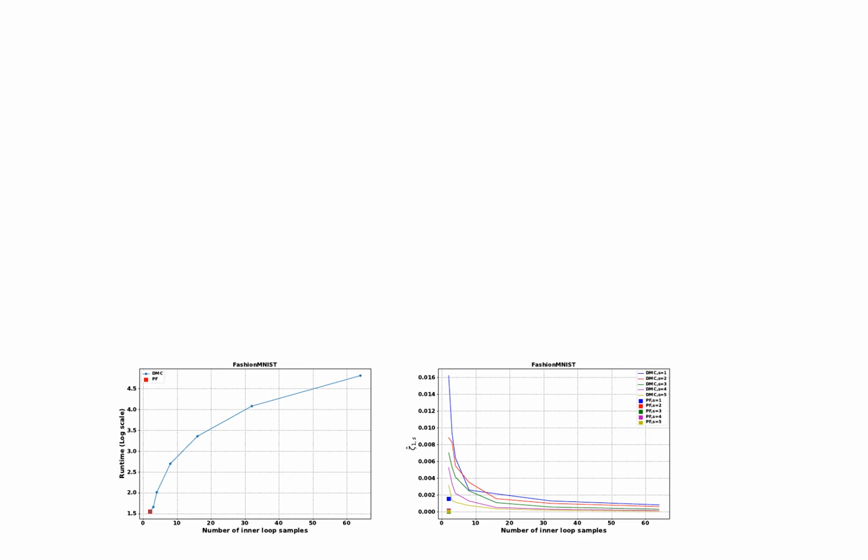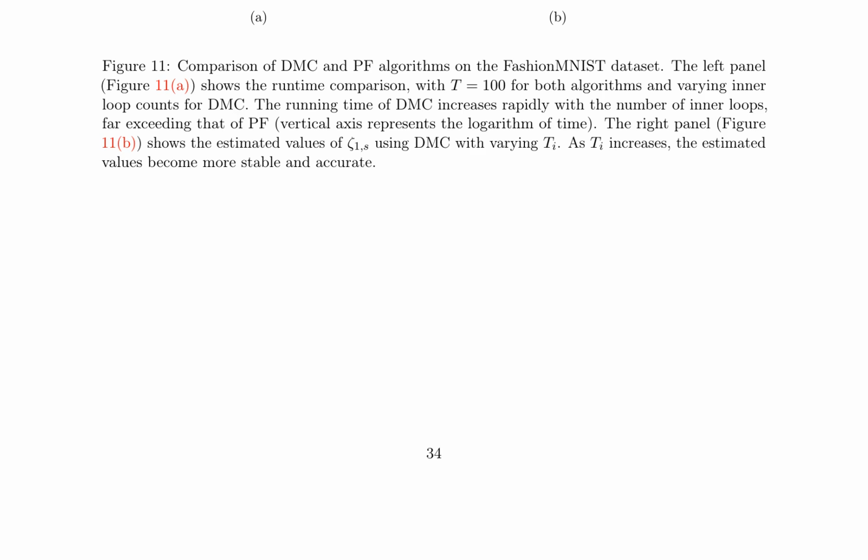The right panel, Figure 11b, shows the estimated values of ζ_{1,s} using DMC with varying t. As t increases, the estimated values become more stable and accurate, suggesting that increasing the number of iterations improves the precision of the estimates. This highlights the trade-off between computational efficiency and accuracy in the context of DMC and PF algorithms.